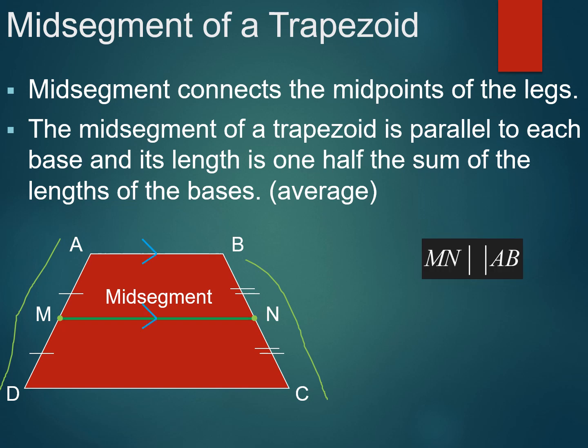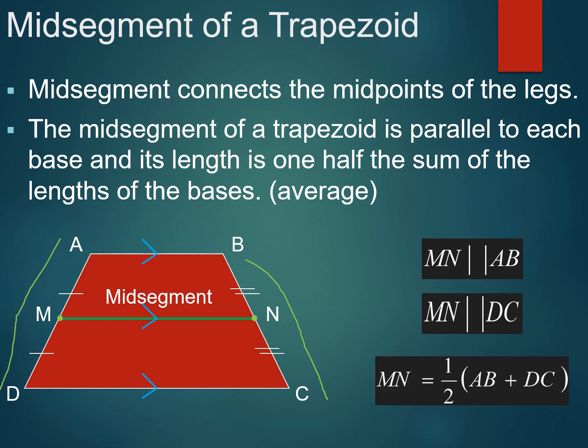So we can say that the mid-segment MN is parallel to base AB, and also the mid-segment MN is parallel to base DC. For the length of the mid-segment, we have this formula: mid-segment MN is equal to one half of the sum of base AB plus base DC.